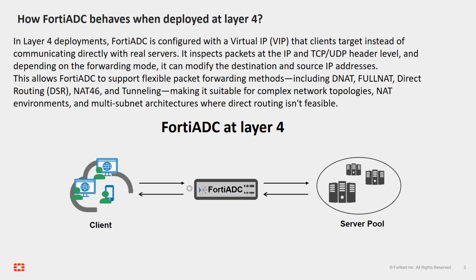In Layer 4 deployments, FortiADC is configured with a VIP that clients target instead of communicating directly with real servers. It inspects packets at the IP and TCP/UDP header level, and depending on the forwarding mode, it can modify the destination and source IP addresses. This allows FortiADC to support flexible packet forwarding methods, including DNAT, full NAT, direct routing, NAT46, and tunneling, making it suitable for complex network topologies, NAT environments, and multi-subnet architectures where direct routing isn't feasible.